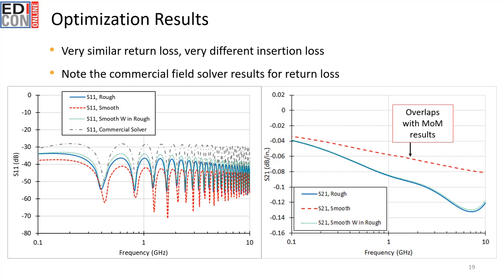Taking the smooth width and putting it into the rough model gives you almost the same insertion loss. In fact, you can just barely see it. High frequencies is where they start to diverge, but you can clearly see that they're actually quite different in terms of return loss.